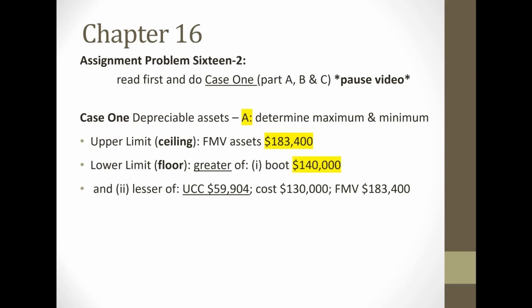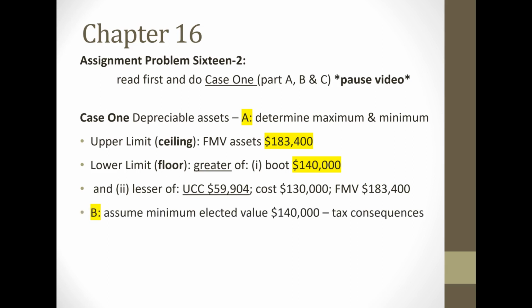Now, when looking at all those three amounts, the lesser amount is the UCC of $59,904. However, the floor, or the lower limit, is the greater of the boot and the UCC. So in this example, I've highlighted that the floor is going to be $140,000. So the range for the transfer value, or the elected amount, needs to be between $140,000 and $183,400.